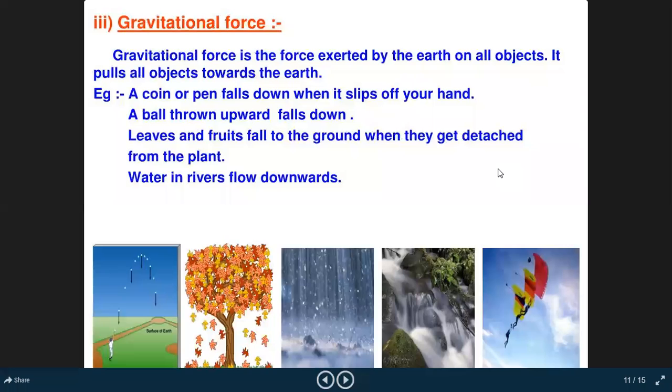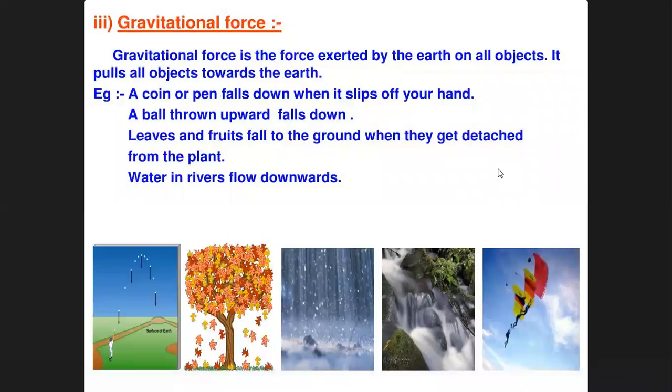Very, very common and very, very important, gravitational force. This we observe in day-to-day life. Whenever you throw something in the upward direction, it will definitely come down. Right? That is due to gravitational force. This is the force exerted by the earth on all the objects. And this force is always attractive in nature. That means it will never repel. It will always attract the things falling towards the surface of earth. Right? The leaves, the fruits, the flowers, whenever they are falling down, they will always come down on the surface of earth. That is due to gravitational force.